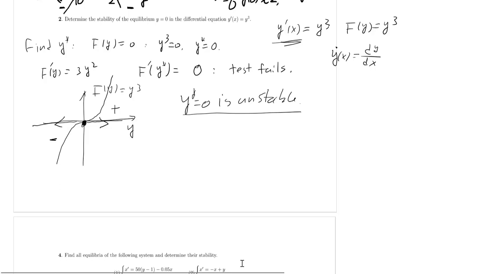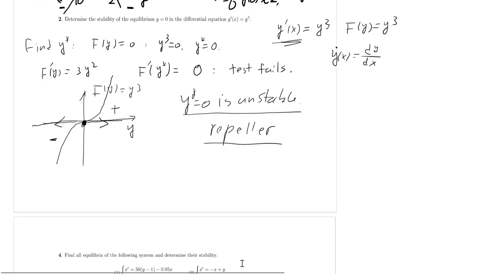But unstable, that means your equilibrium is going to push other values away. Sometimes we say it's a repeller. So this one over here is a repeller.